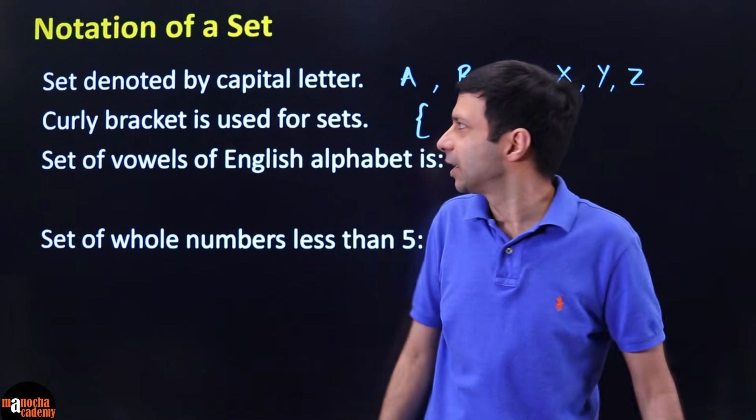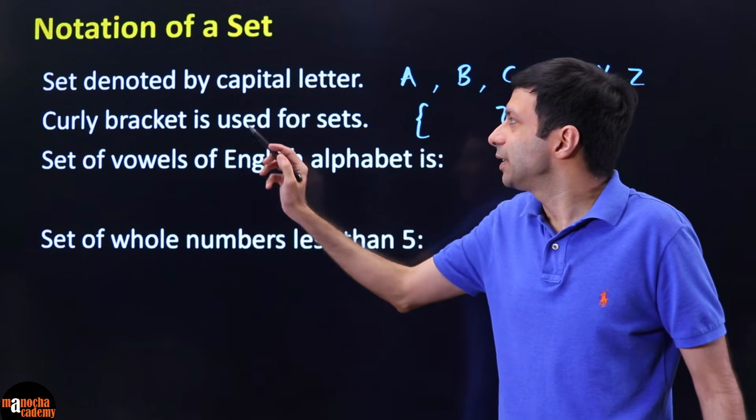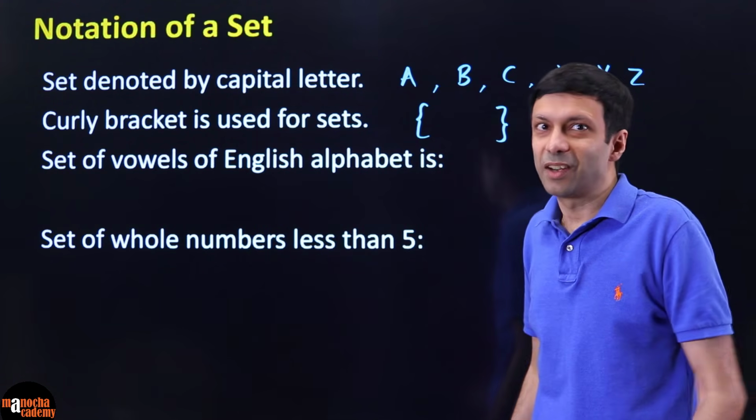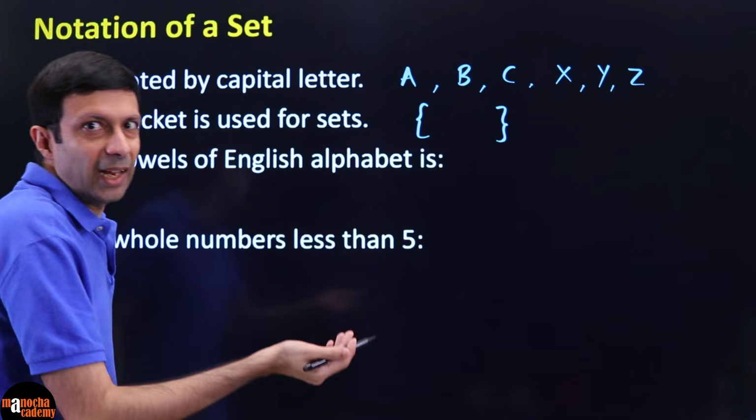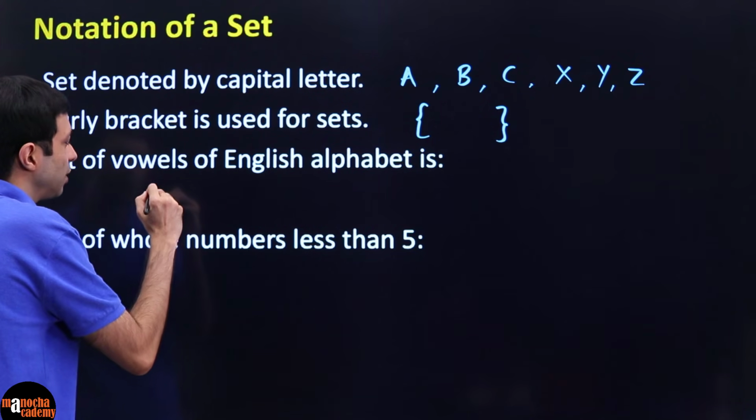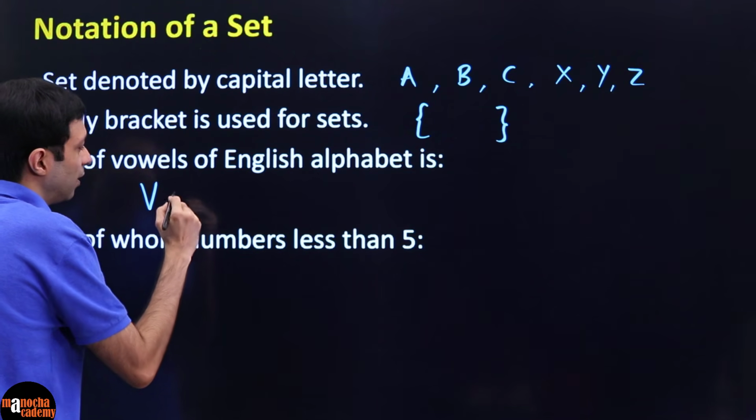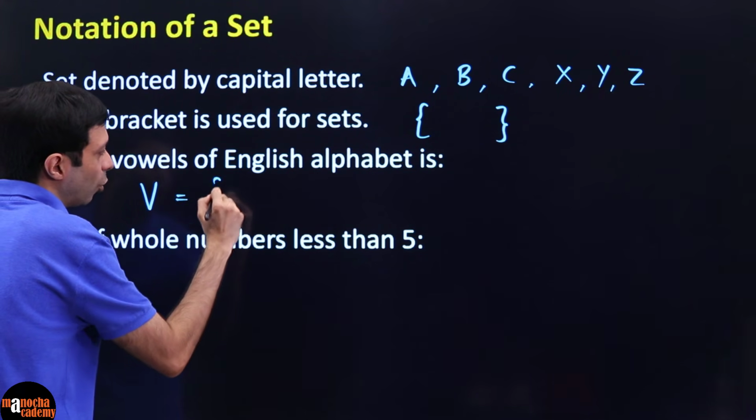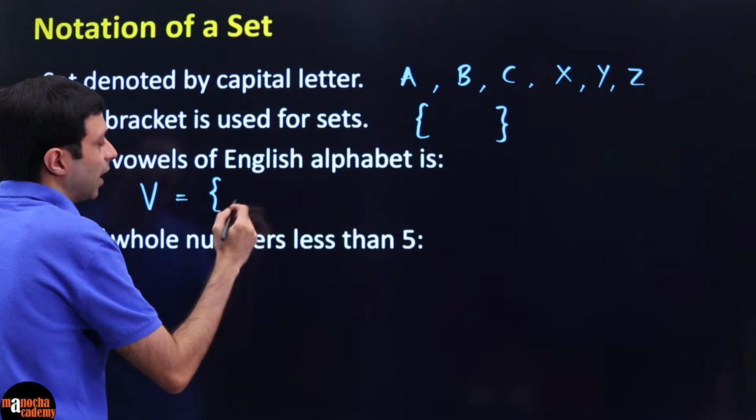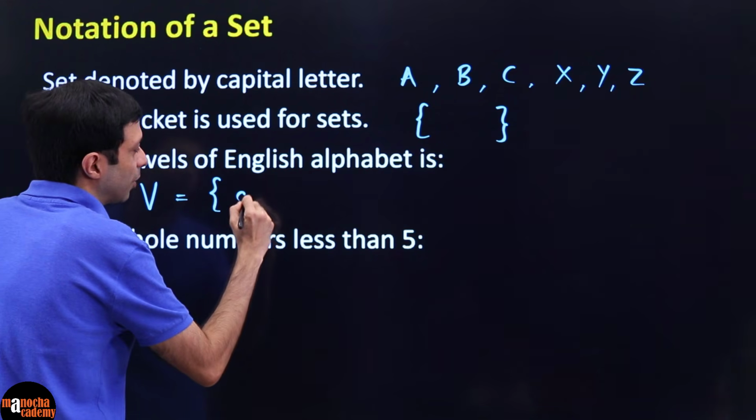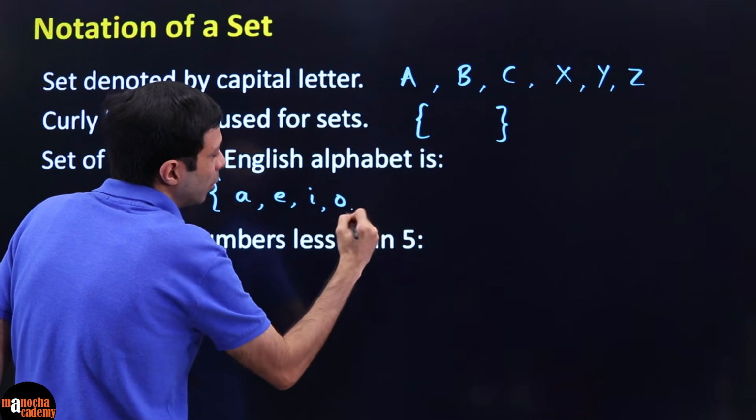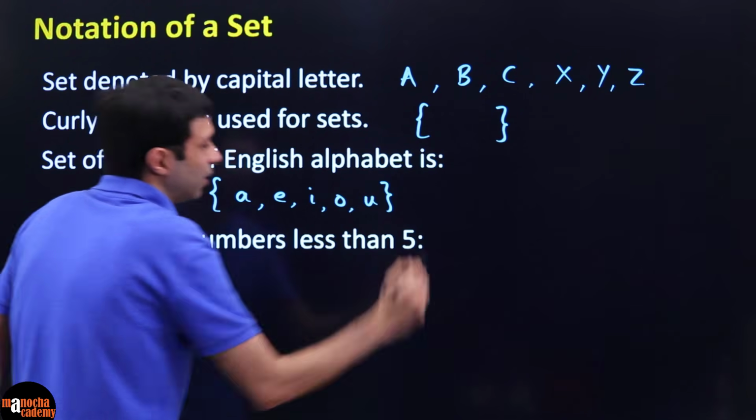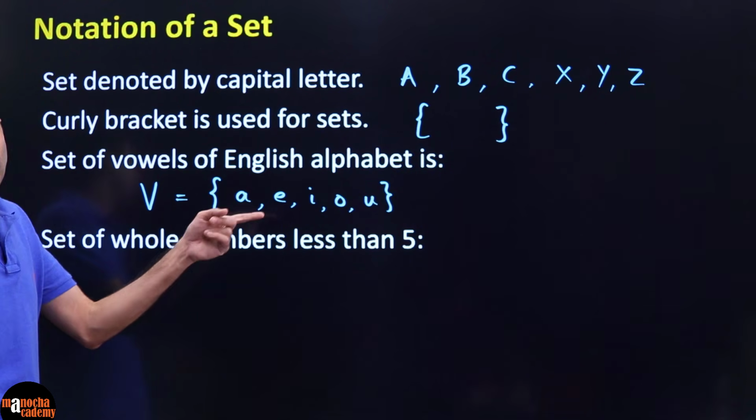So let's look at some examples. If we talk about the set of vowels of the English alphabet, how will we represent it? You can use any letter. You can use A, capital B. Since it is vowels, I'm going to use capital V. Then you write an equal to, you open up the curly braces, and then you write down the set. So I'm going to write it A, E, I, O, U. These are the vowels of the English alphabet. This is how we denote the set.